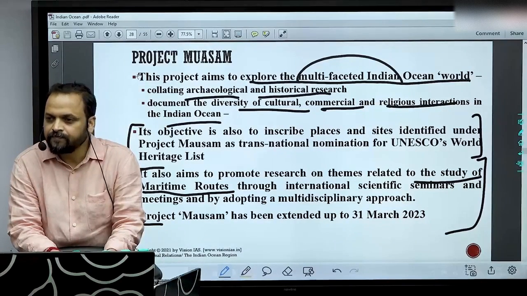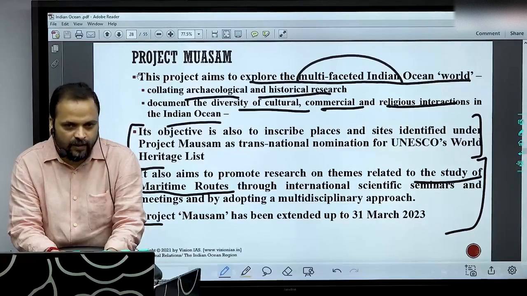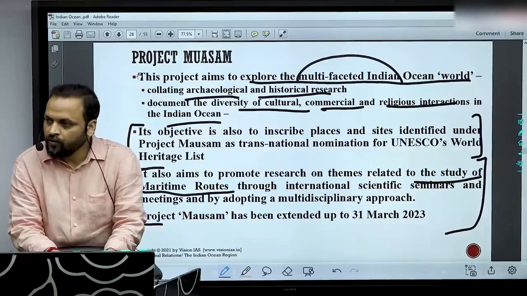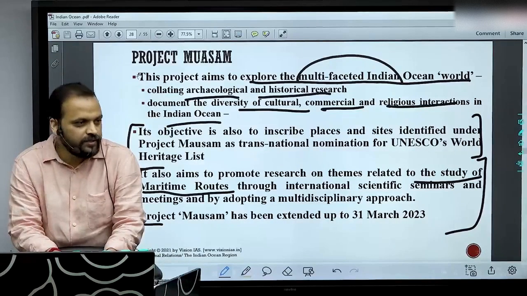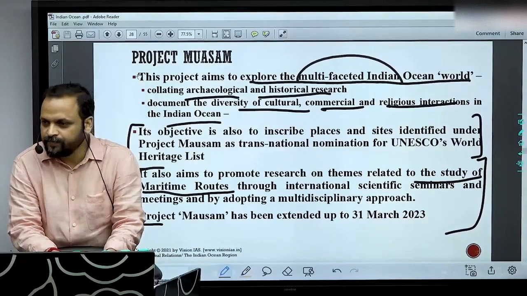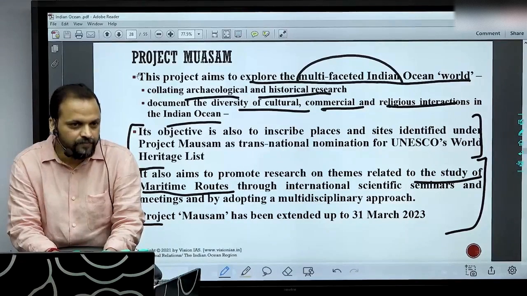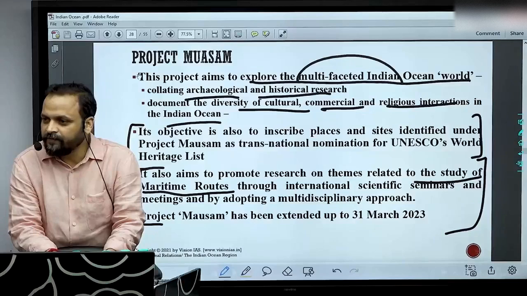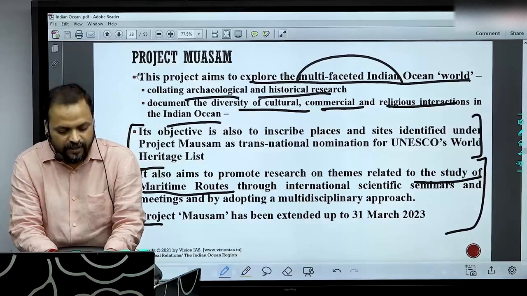Like Lothal, Dholavira, go towards southern India also. Any significant ports, archaeological sites in terms of trade with the Romans?